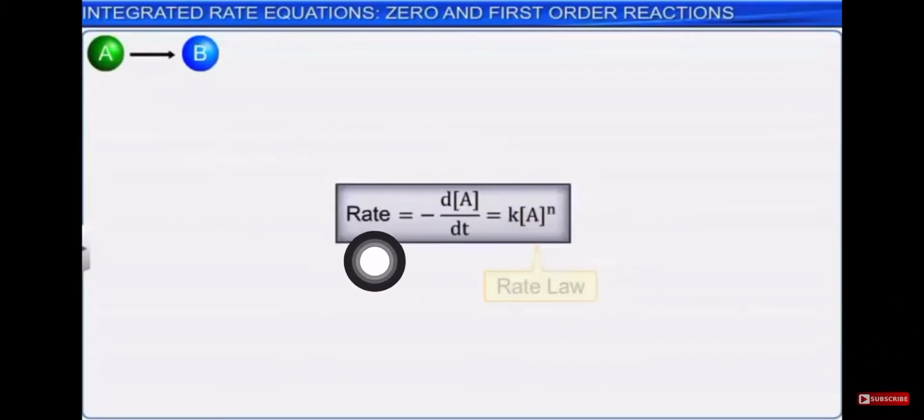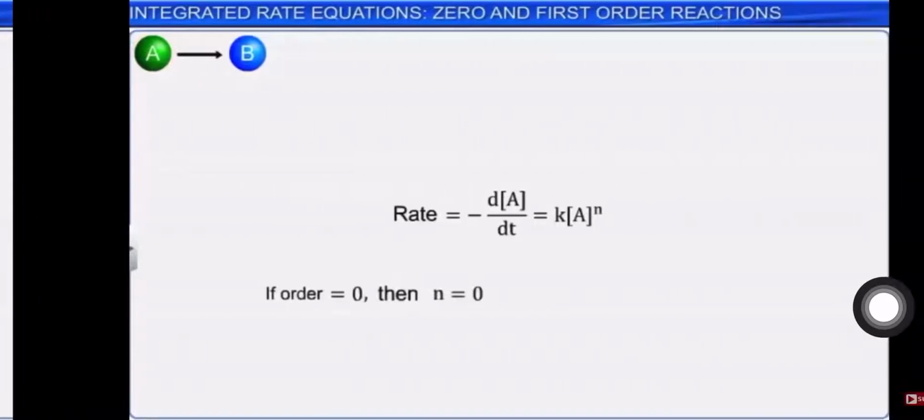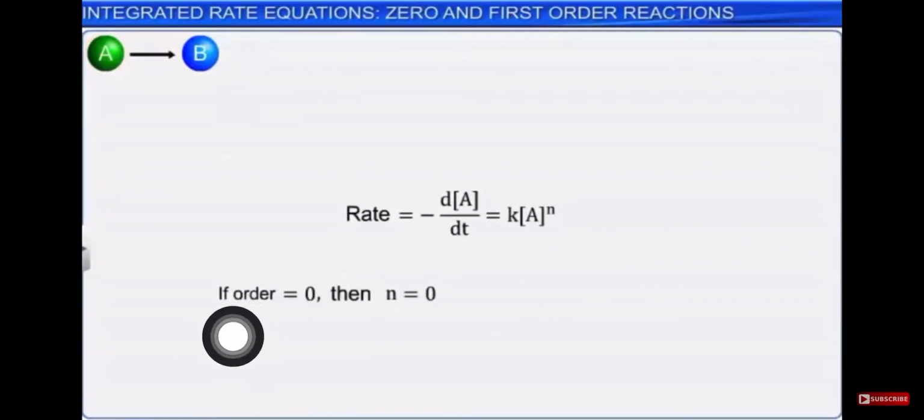Repeating once again, reactant A is converted into the product, so the rate of reaction is equal to minus d concentration of A upon dt, which is also equal to K concentration of A raised to n, where n is nothing but the order of reaction. This is our rate law. Now if the order of reaction is 0, then this n will be equal to 0.